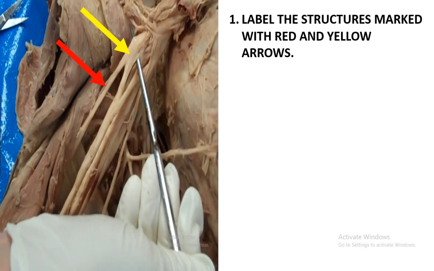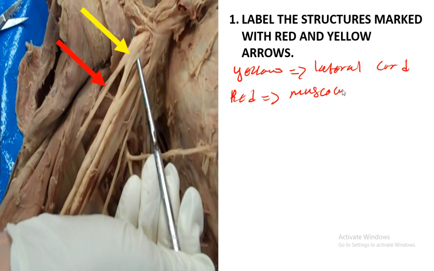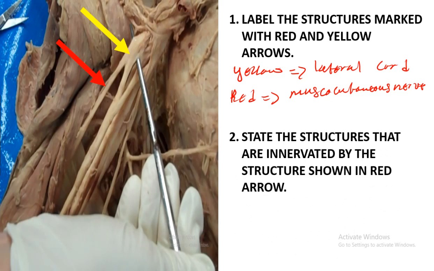Label the structure marked with red and yellow arrow. If you look, the yellow one is the lateral cord. I'm pretty sure by this time you can easily identify this. Then the red one is just the musculocutaneous nerve. Please don't mind my handwriting. Then state the structures that are innervated by the structure shown in red arrow, which is the musculocutaneous nerve.